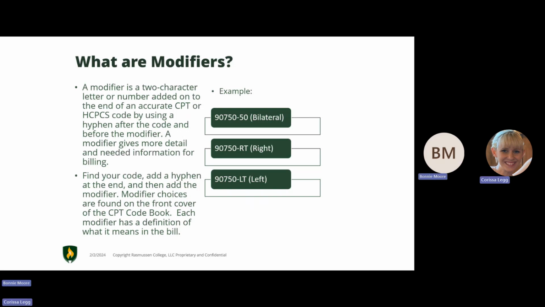So here's what it's going to look like. The hyphen and 50 means this particular code is describing something that was done bilaterally, and the actual code would not indicate that one way or the other. Or if it was just done on the right side, it would be hyphen right. If it was just on the left side, it will be hyphen left. It's all describing the same procedure, but that modifier is telling the billing department and the insurance company where it was done.